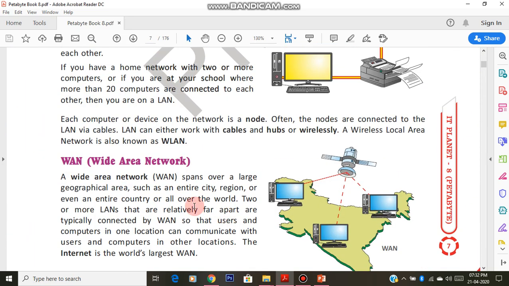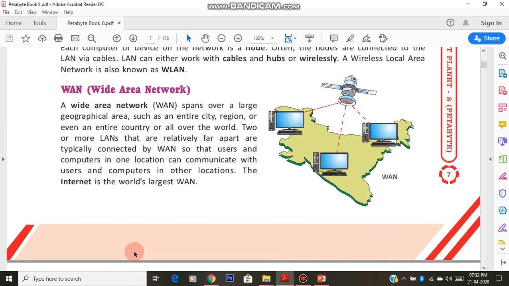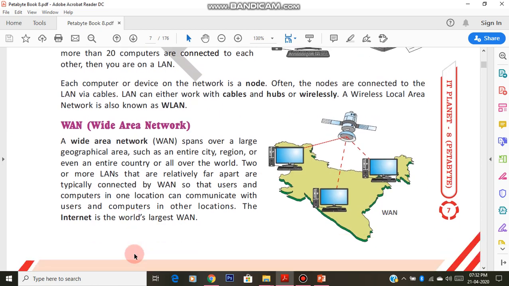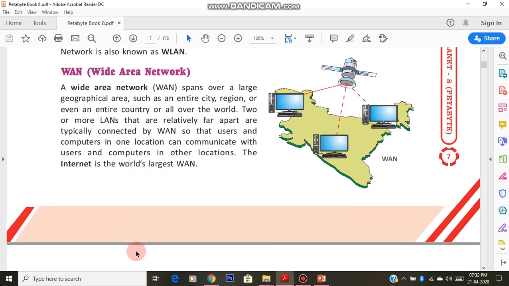After that, WAN is bigger. WAN is the biggest network. It covers entire countries or even spans between countries. So that becomes WAN, and the best example for WAN is the internet. So the smallest one is PAN, second is LAN, third is MAN, and fourth is WAN. These are the four types of networks.